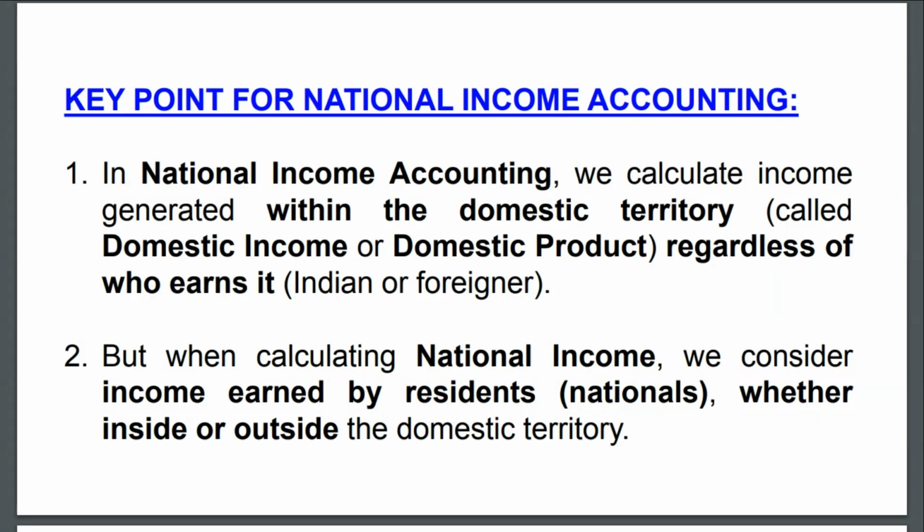The word where, the place, matters. When it comes to national, who, the person, matters. So the crucial difference between domestic income and national income: domestic income is related to the question of where it takes place and to which country it adds value, whereas national income is about whom it relates to and whom it is adding to, the national income of which country. This is the main point of difference between domestic and national income.